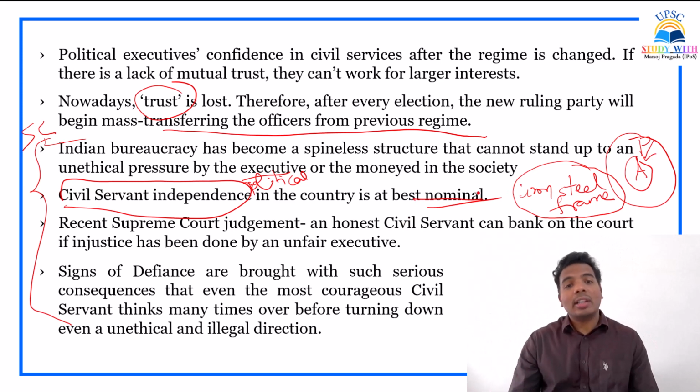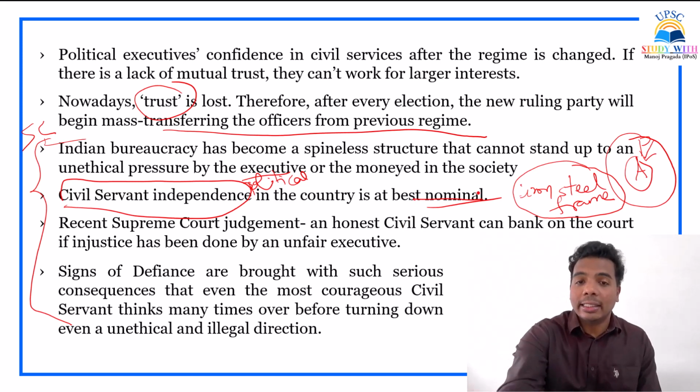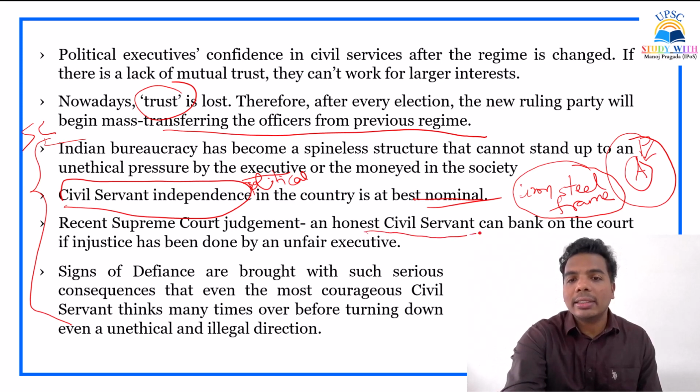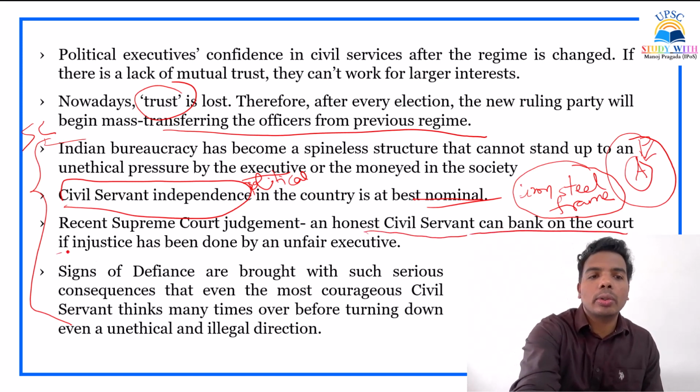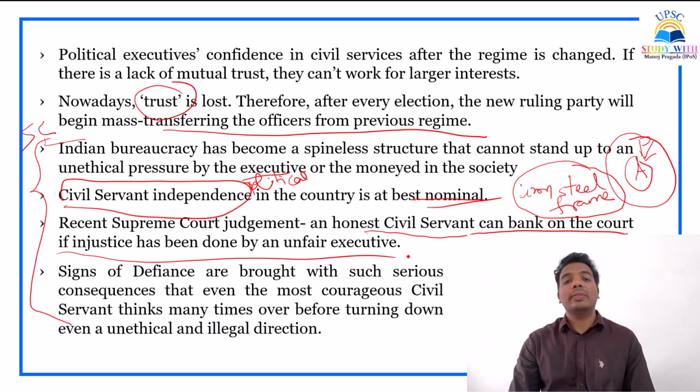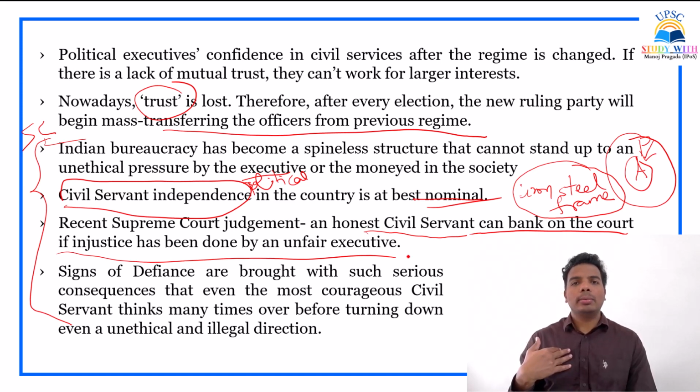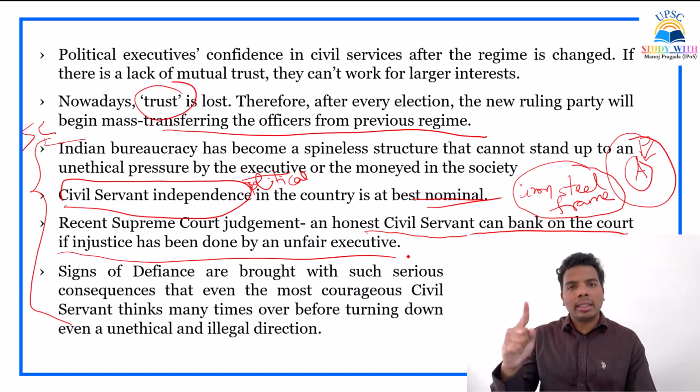So then what is the Supreme Court saying? The Supreme Court is saying that an honest civil servant can bank on the court if injustice has been done by an unfair executive. So the Supreme Court is saying that you act independently. We are there, we will support you, we will save you. But you act independently. You should be neutral at all times. You should be impartial at all times. If any such thing happens, if any injustice has happened to you, then we are there to protect you.